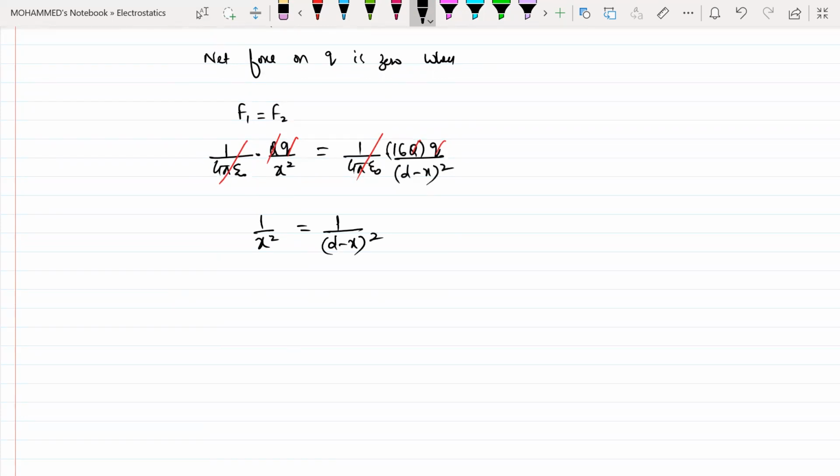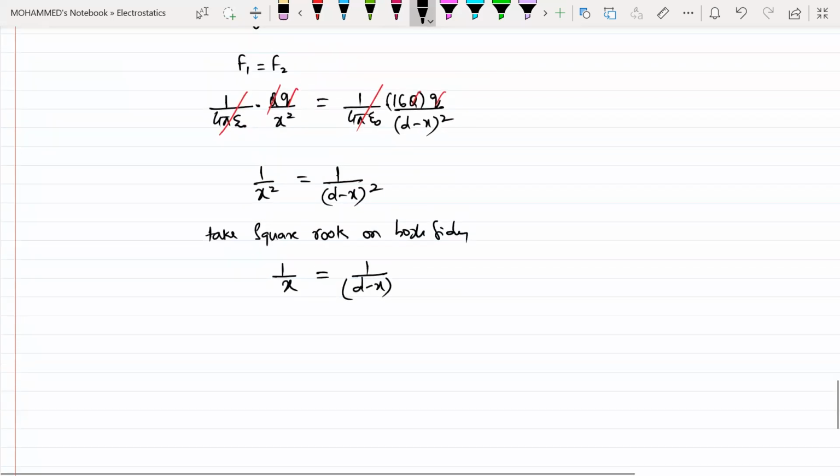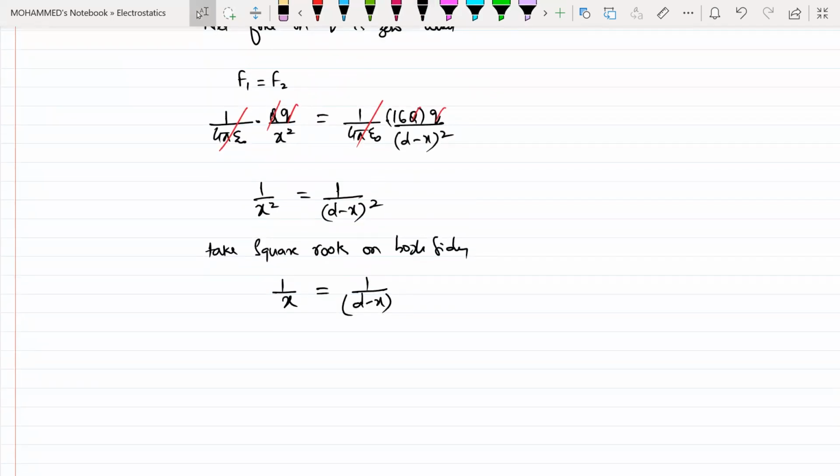Now take the square roots on both sides. So 1 by x will be equal to, with the 16 under the square root, this will become 4, so 1 by x equals 4 by d minus x.